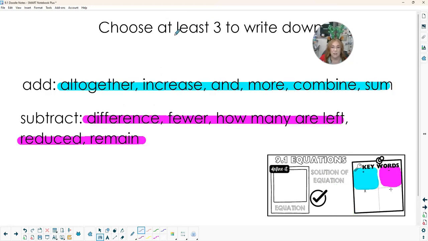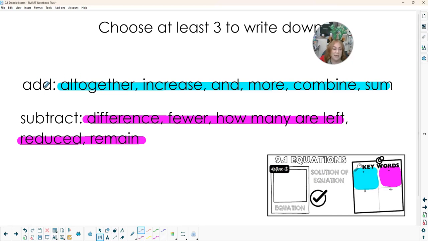So here you need to choose at least 3 for each box to write down. And don't just choose the ones you know. Choose the ones that you're like, oh, I hadn't thought about that one before. Oh, that's one I forget sometimes. So choose at least 3 of these words to add to your keyword box, making sure we're writing down ones that are going to help us most, not just the easiest ones.